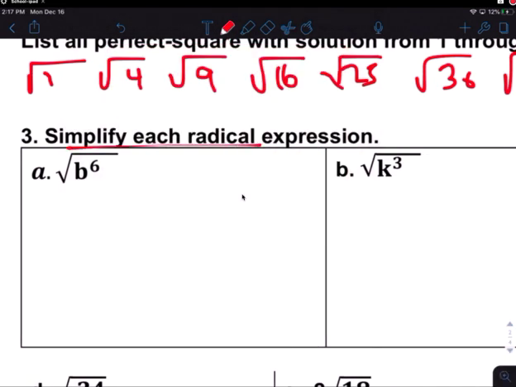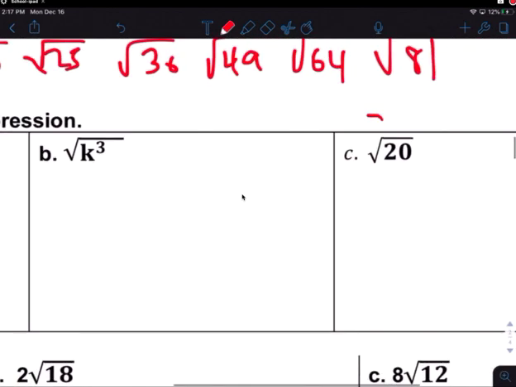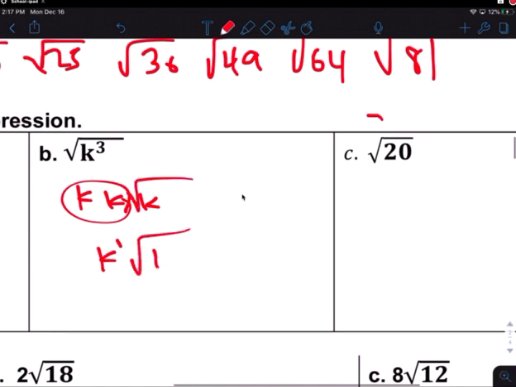Simplify the radical so you don't make it a decimal. So you factor it out, you get 3. B to the third power is your answer, not x. 1, 2, 3. K to the first power, square root of K.